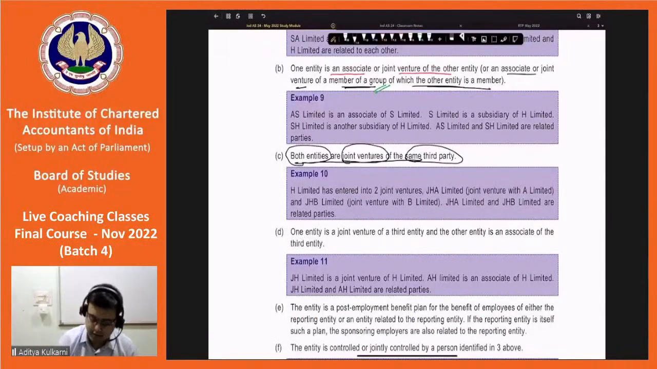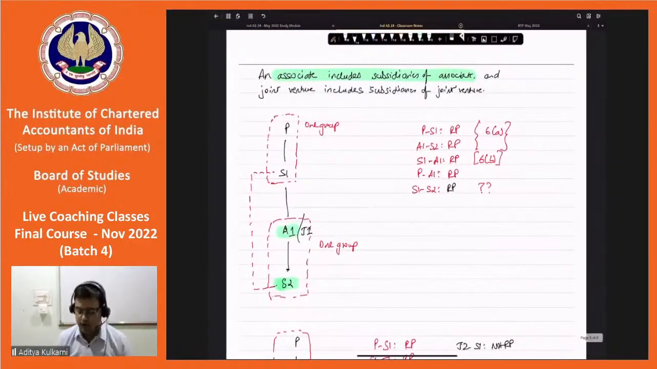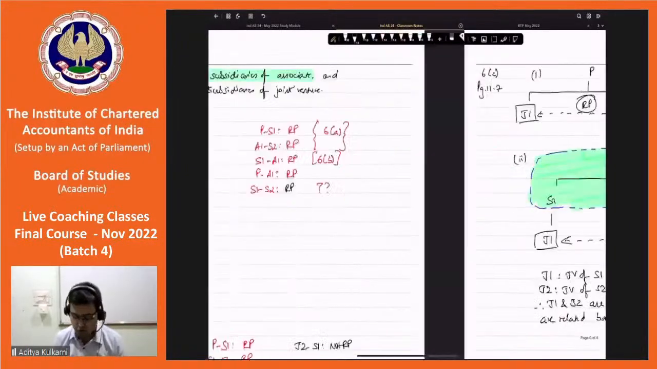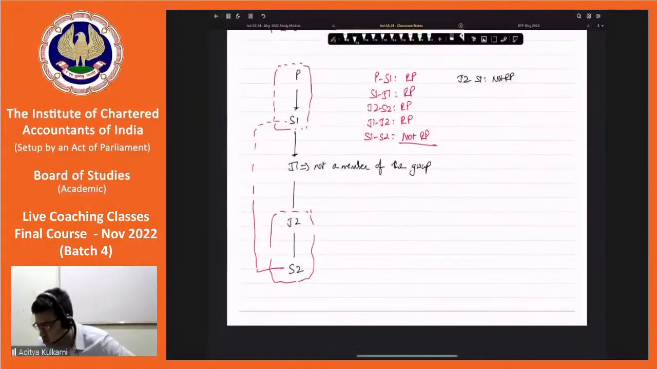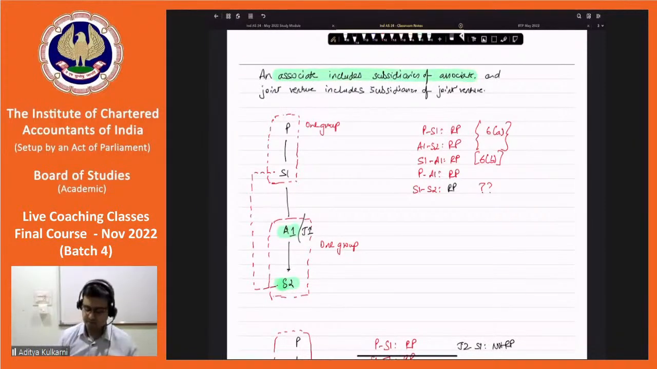Both are joint ventures of the same third party. So third party should be interpreted as group. Are you talking about this slide, Priya Garg? Are you talking about this one? Note example of J1, J2, S1, S2. I think you must be talking about this.